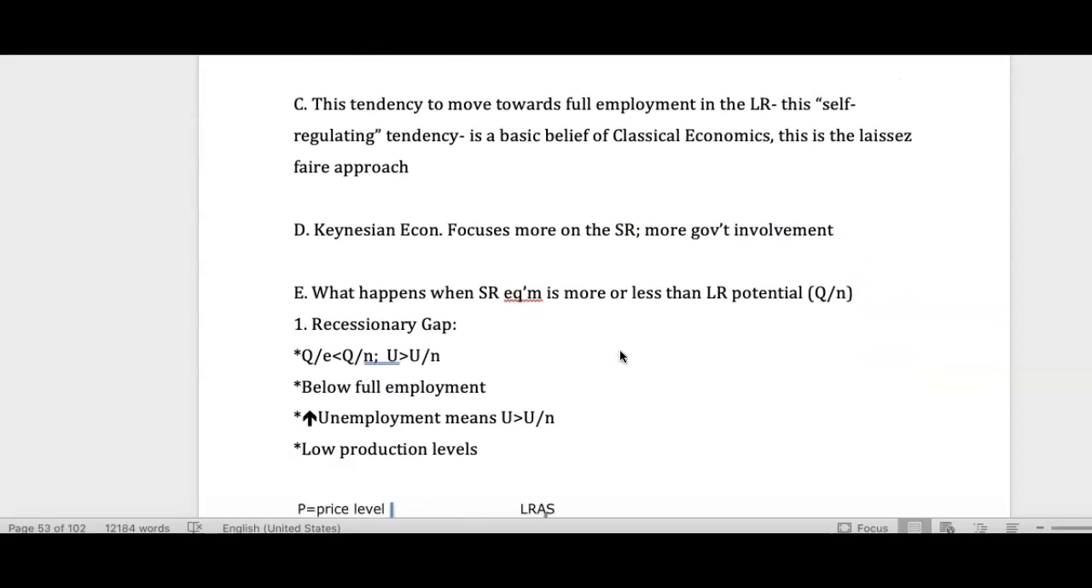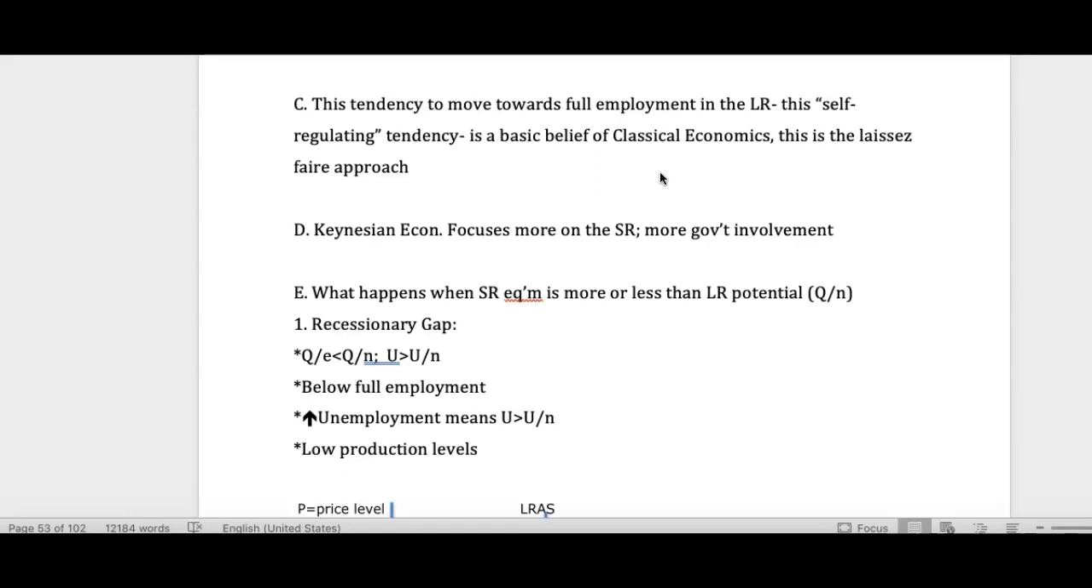So this tendency to move towards full employment in the long run, and remember, when we say full employment, it is not only full employment of labor, we're talking about full employment of all of our resources. So that's land, labor, capital, and entrepreneurial skills. So full employment in the long run, it's called self-regulating. It is the basic belief of classical economics, and it is considered the laissez-faire approach. And laissez-faire just means leave it alone.